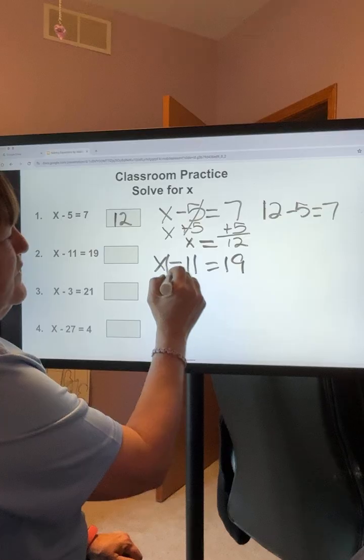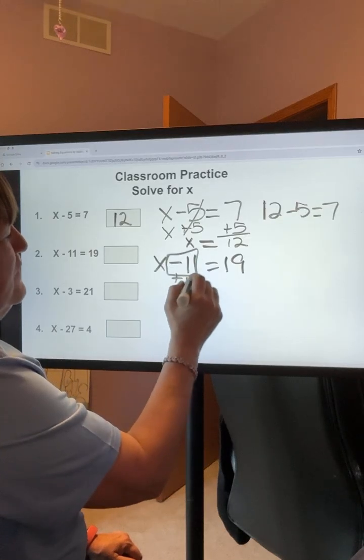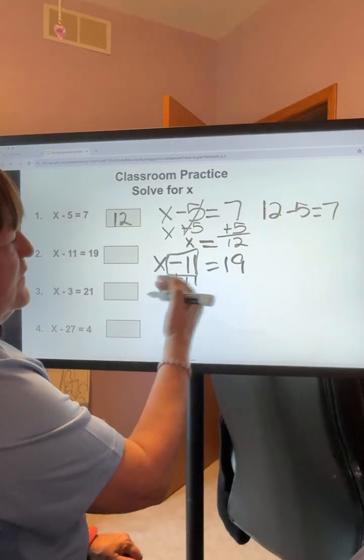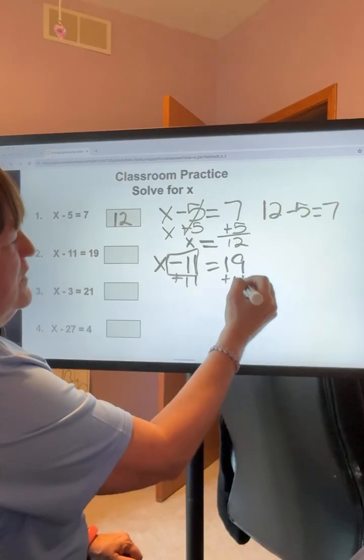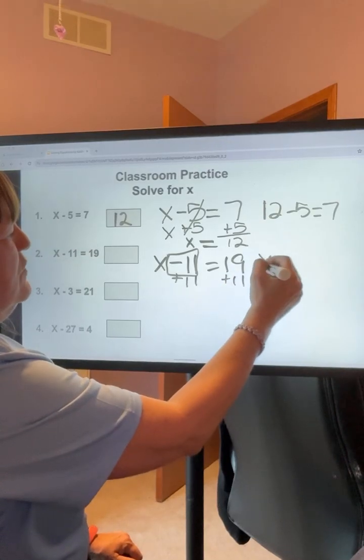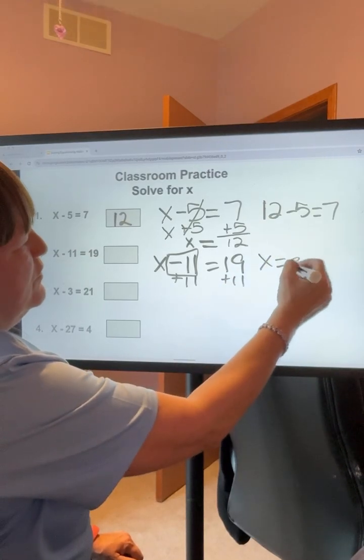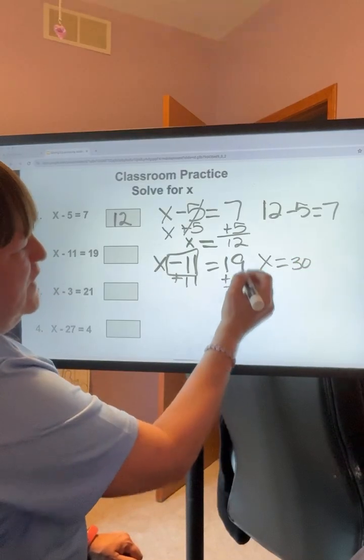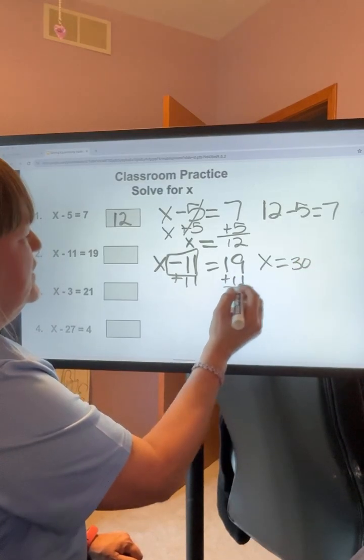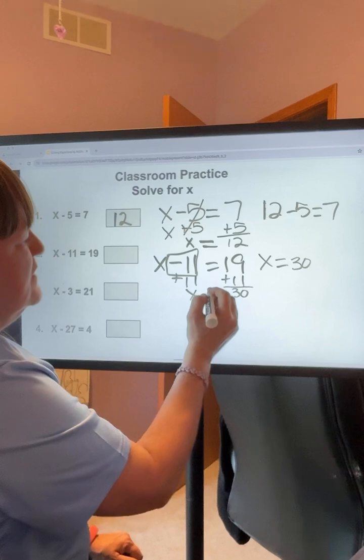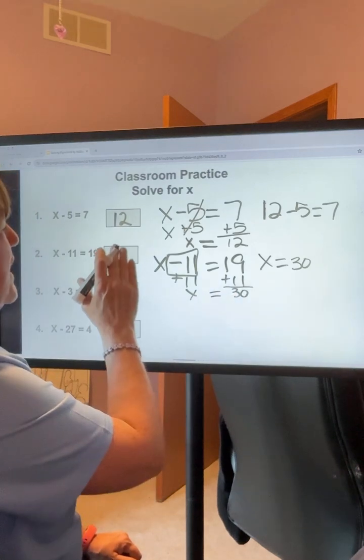Okay, so now you have x minus 11 equals 19. I want to get rid of this, so I'm going to add 11. What I do to one side of the equation, I have to do to the other. And so x will equal 30, because if you add 11 to 19, that's 30.